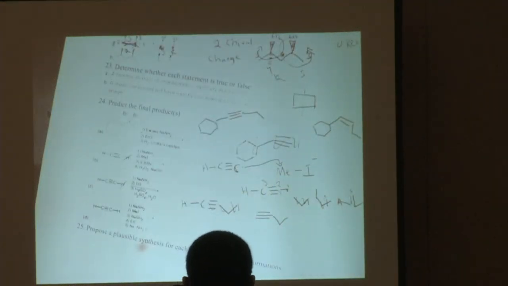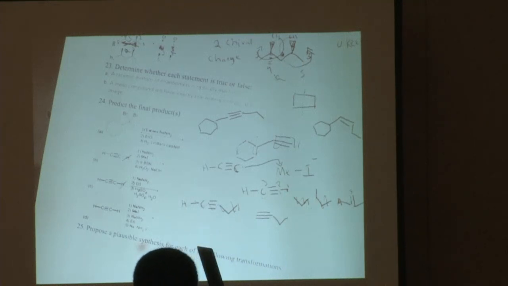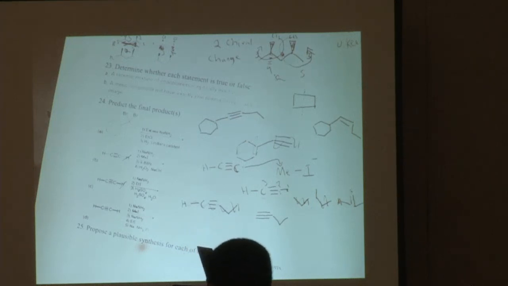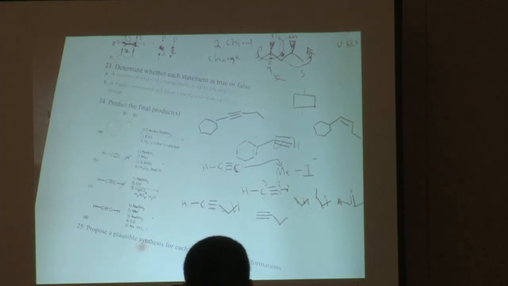And then you have HgSO4, H2SO4, H2O. That's called acid catalyzed hydration, and that'll turn your terminal alkyne into a ketone. So remember the rule again: count up the number until you hit your triple bond, and that's where your ketone will form.